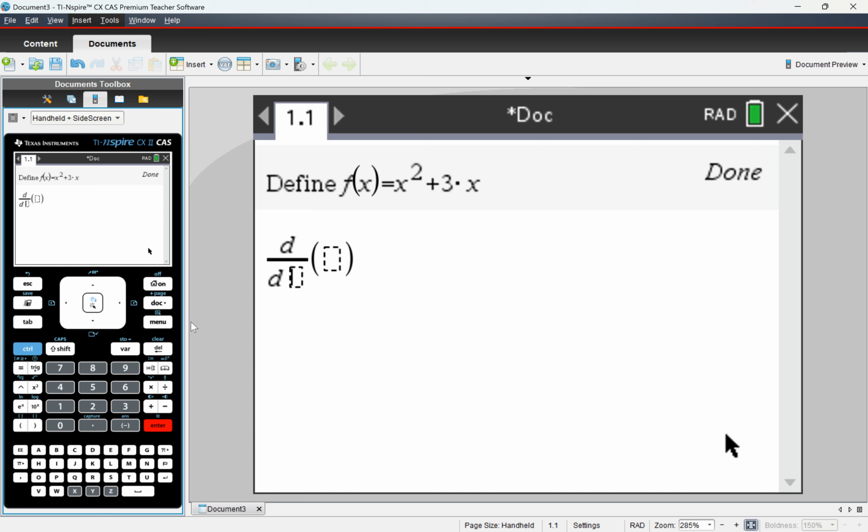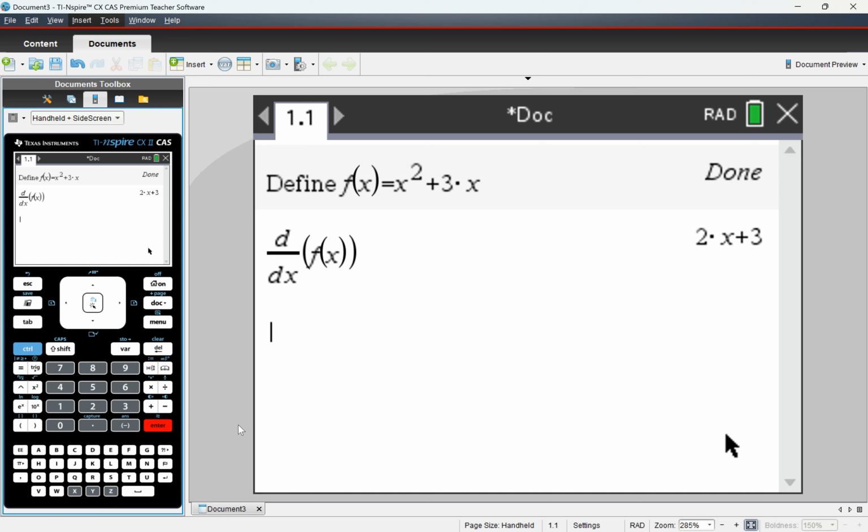what goes on the bottom? Always x, because you're deriving in terms of x. Usually here you type in the equation, so x squared plus 3x, but because I defined it, I can just type f of x. This should find the derivative, which is what you did by hand just now, and it gave you 2x plus 3.